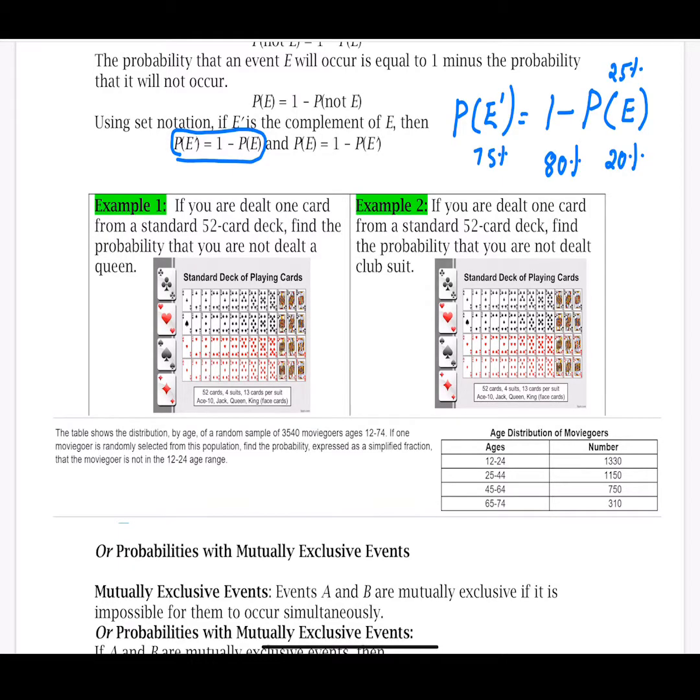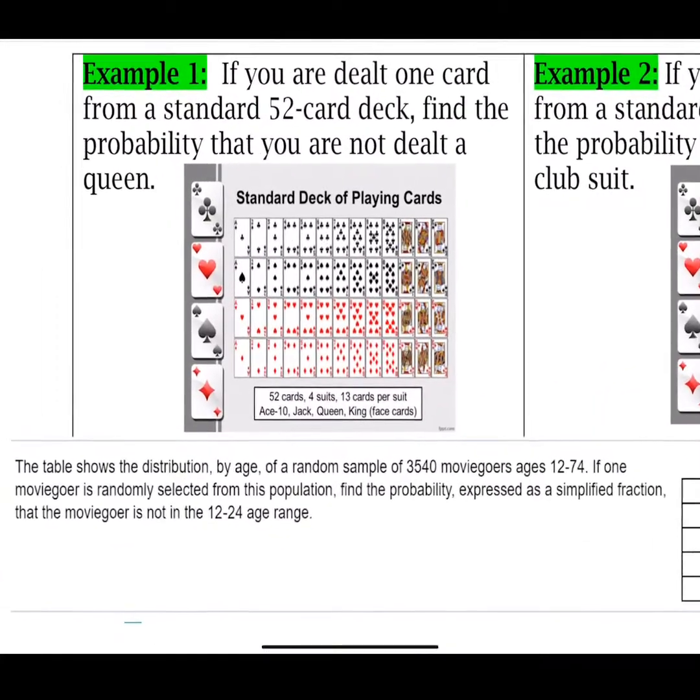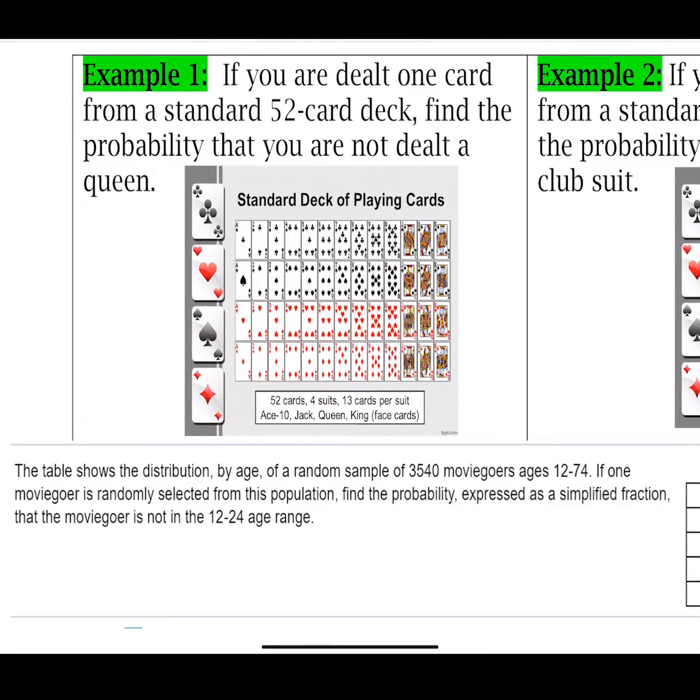All right, so let's go ahead and take a look at the first problem here. If you are dealt one card from a standard 52 card deck, find the probability that you are not dealt a queen. What to do is go ahead and find out the probability of dealing a queen. So let's see what they're asking me. They're asking me the probability of not a queen.